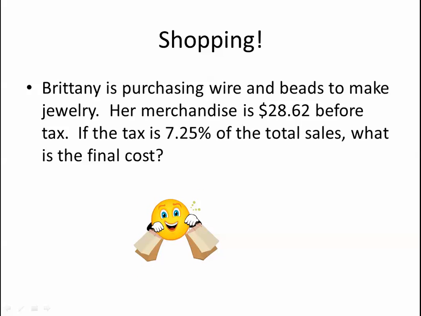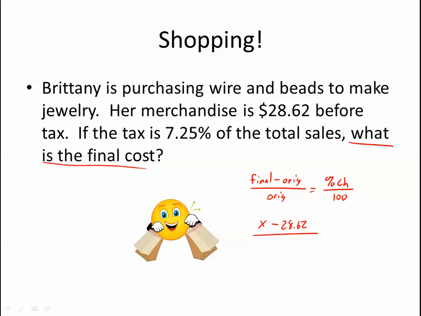So let's see how this sets up with the equation that we talked about. Again, final minus original over original equals the percent change over 100. So the final cost is what it's asking for. So that's going to be x minus the original cost, $28.62, divided by the original cost, $28.62, equals the percent change, 7.25, over 100.